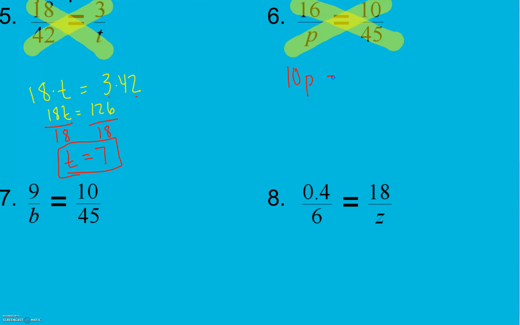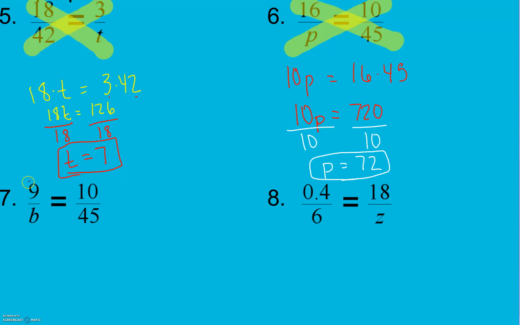10 times p equals 16 times 45. 10p equals 720 when I multiply those two. Now, to get rid of multiplication, we divide by 10, and p is going to be 72.